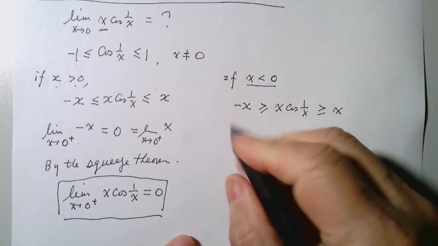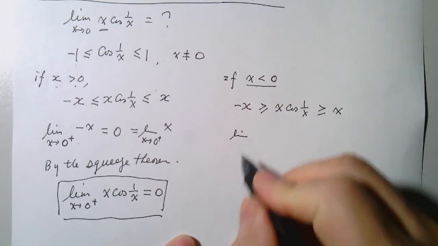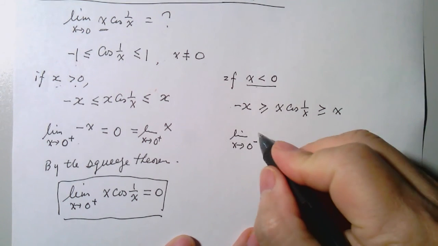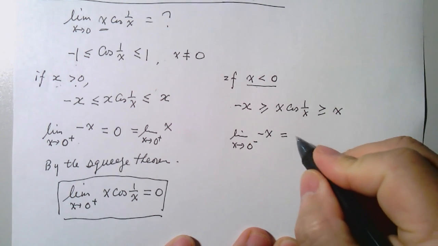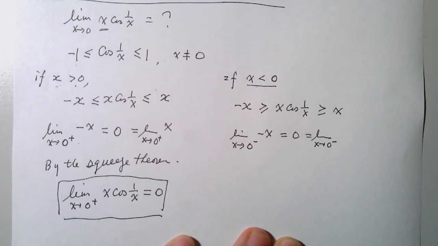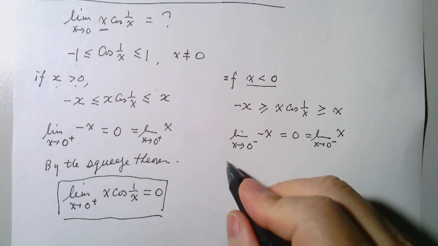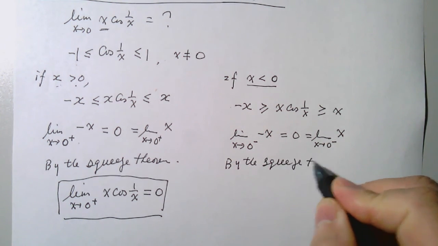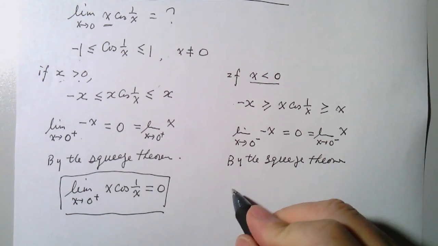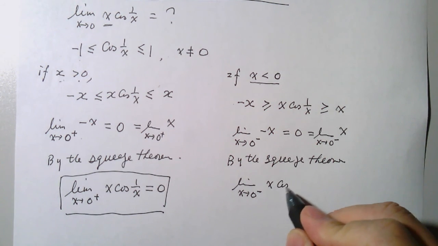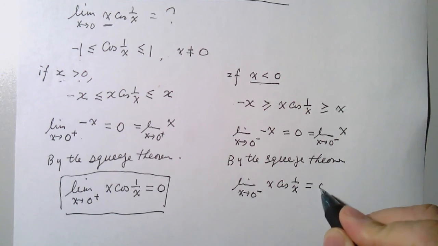So now you have the limit as x approaches 0 from the left side, because x is less than 0, of negative x equals 0, and also of x, approaching 0 from the left, equals 0. So again by the Squeeze theorem, we have the limit as x approaches 0 from the left of x cosine 1 over x equals 0.